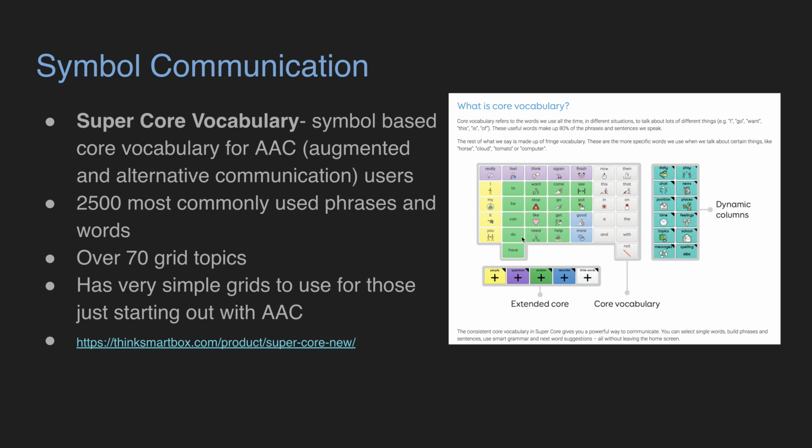So if we look over to the right, you'll see something like this in the Grid 3 program. You can choose between people, questions, actions, describe, or little words, and that's your extended core from your core vocabulary, which is here. You might see a similar screen in this sense, and then it gives you also different dynamic columns with time, position, chatting, daily things, play. There's 2,500 most commonly used phrases and words, and there's over 70 grid topics that you can search through for a student.